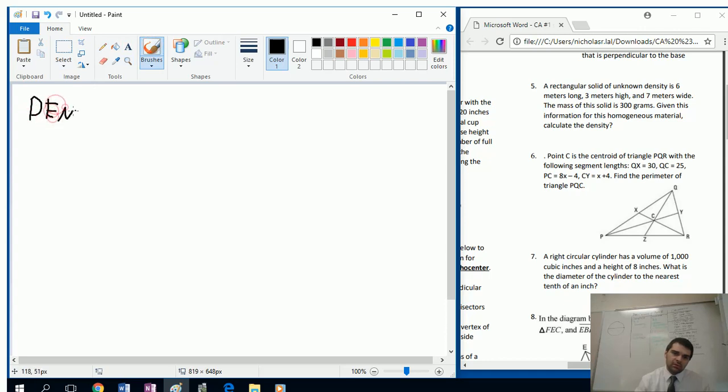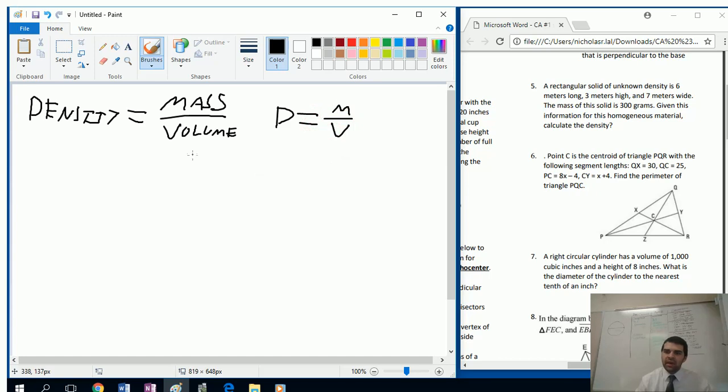Density is going to be equal to our mass over our volume, or we can write D is equal to M over V. So what is our mass? Our mass is equal to 300 grams, and our volume, well, we need to calculate our volume.